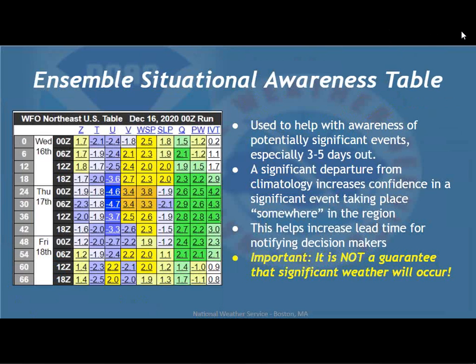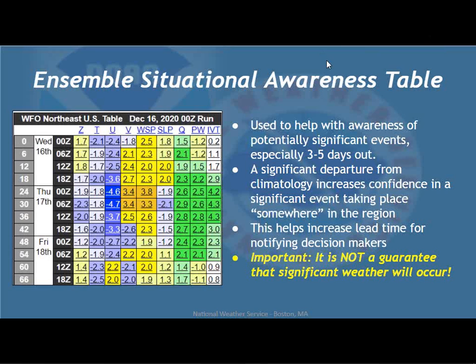And finally, the situational awareness table is another thing that we can use for ensembles. These are used at longer time ranges, typically 3 to 5 days out. So we tend to start with these, but they can help us with awareness of a potentially significant event. And they're compared with climatology. So it's what the model is forecasting compared with what should be expected for the region. It doesn't tell you the exact answer, where the high wind's going to be, where the heavy rain's going to be, but it tells you somewhere in that region, and in this case, this is a table of the Northeast, there could be a significant event.